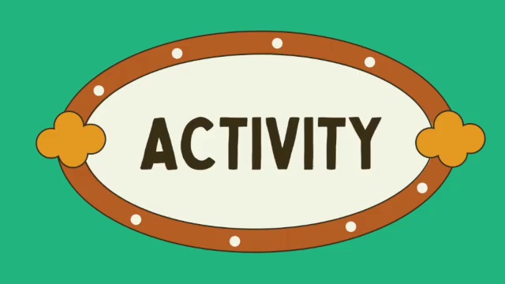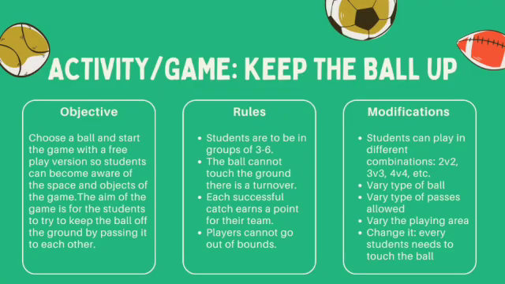For the main activity of this lesson, students will be playing Keep the Ball Up. The objective of this game is to start with a free play version so students understand the concept, then for students to keep the ball off the ground by passing it to their teammates. Students are to be grouped in 3 to 6, and the ball cannot touch the ground. Each successful catch earned the team a point.